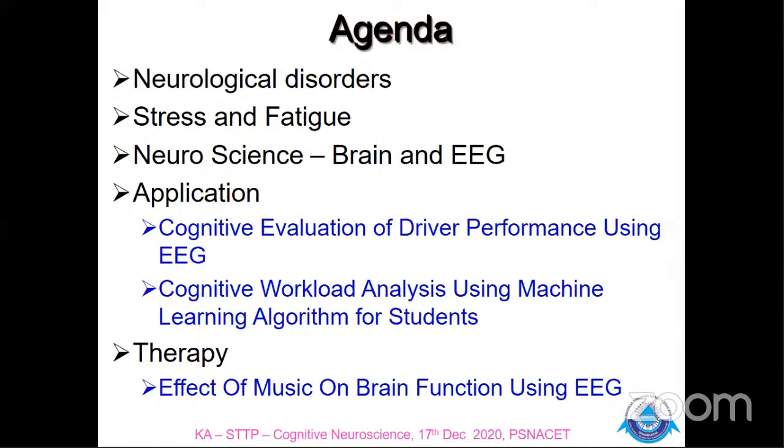So we talk about the introduction: what is stress, and what is the meaning of fatigue. Here, fatigue is nothing but human fatigue, not material fatigue. We talk about the human side. What is fatigue? Next, we move on to neuroscience.